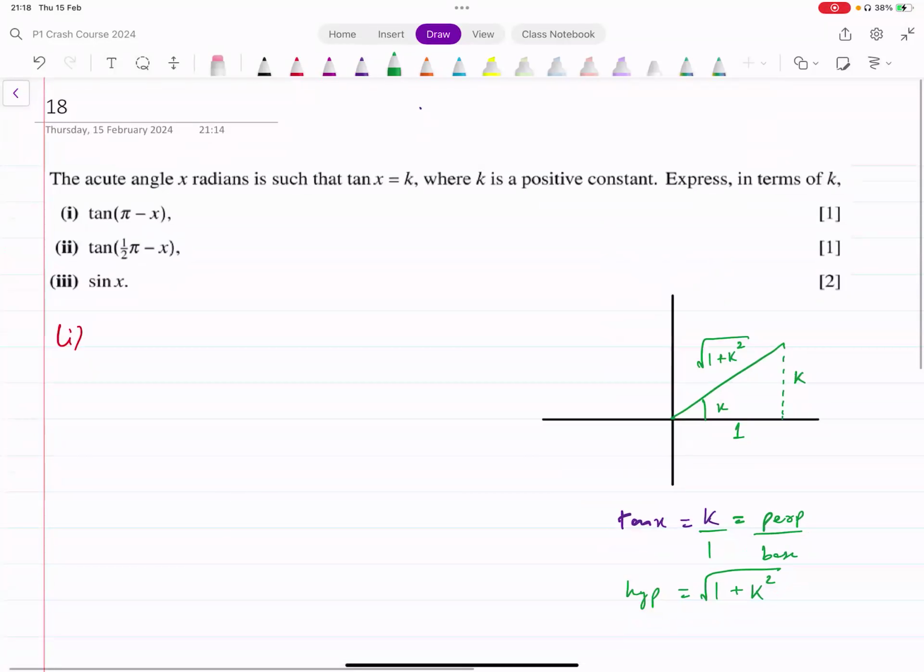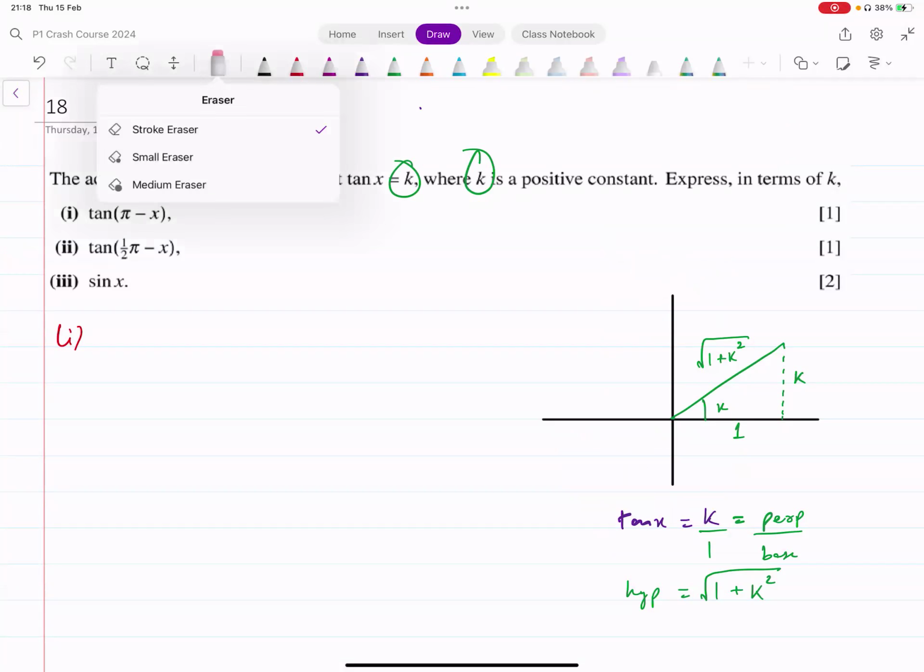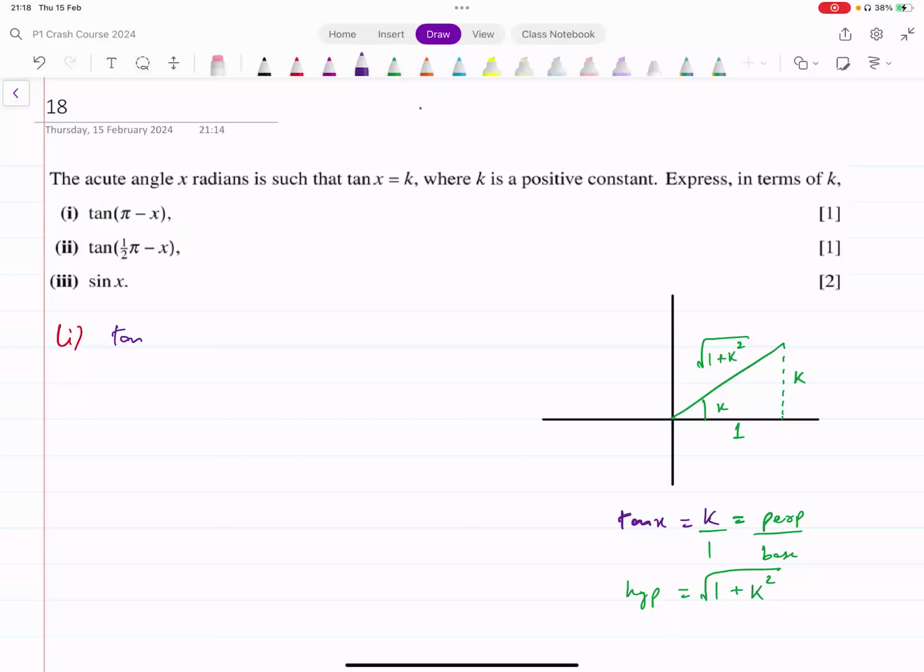Now let's see what they've asked us to do. K is a positive constant, so that means, of course, it's the first quadrant. So k was supposed to be positive because tan is positive in the first quadrant. We need to express in terms of k tan of pi minus x first of all. Now, what does that mean? Tan of pi minus x. Where is this angle going to be? Which quadrant is it going to be? Quadrant 2. Quadrant number 2, second quadrant, right?